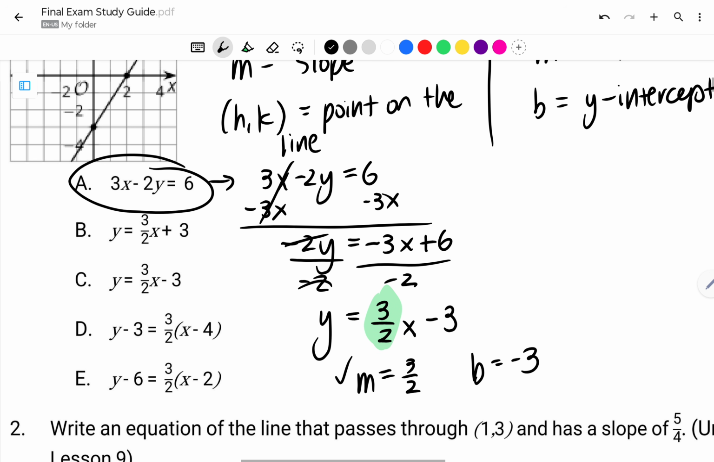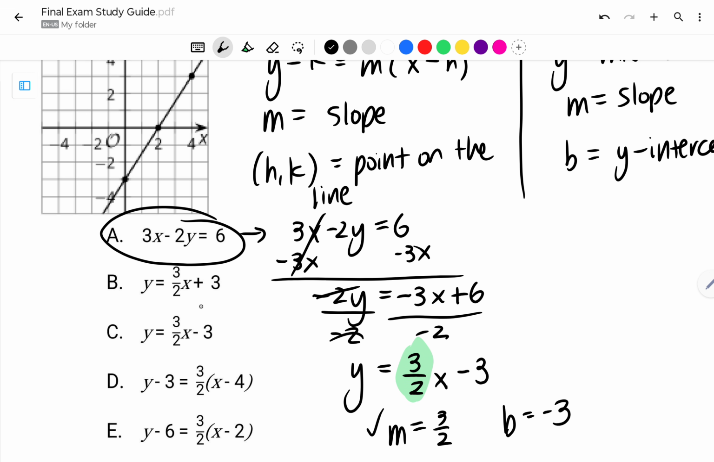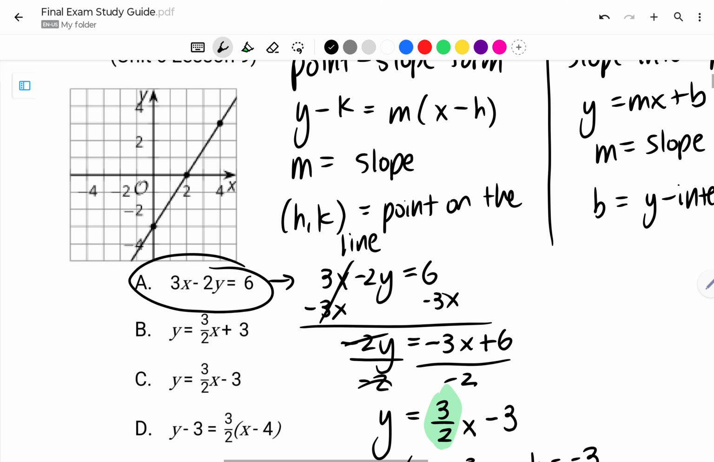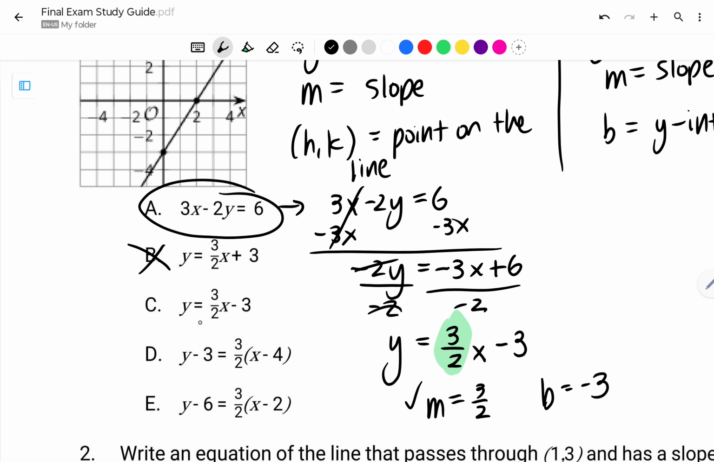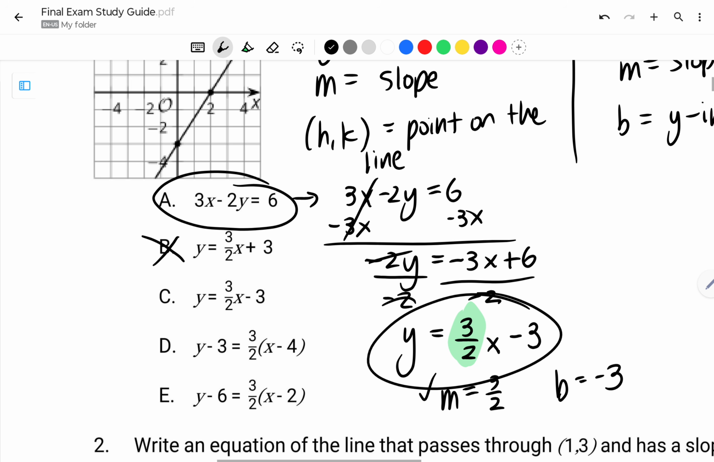Okay. When we look at B, it's y equals 3 over 2x plus 3. Does it cross the y-axis at positive 3? No, it doesn't. So that one's not good. What about this one? Y equals 3 over 2x minus 3. That's exactly what we just had here. So that one's good.